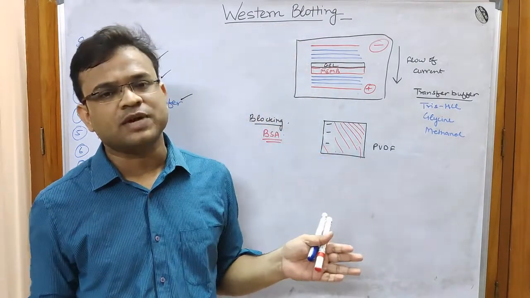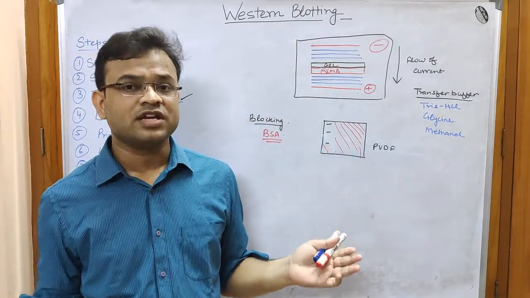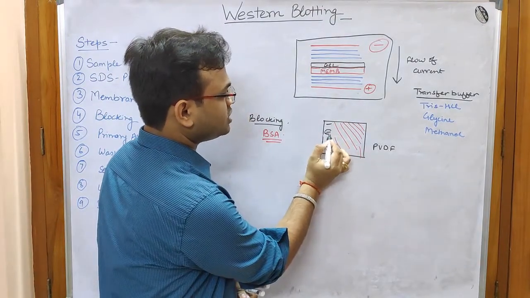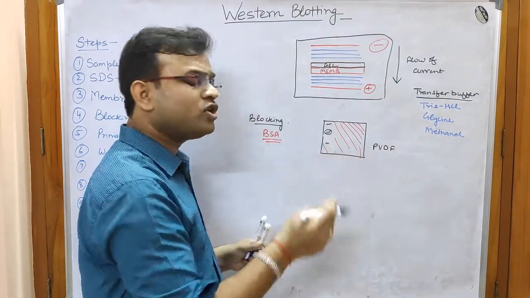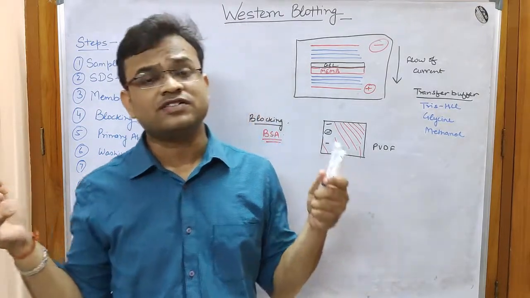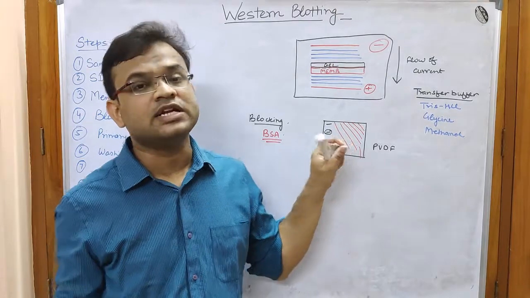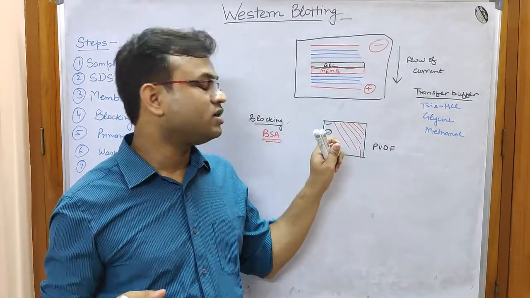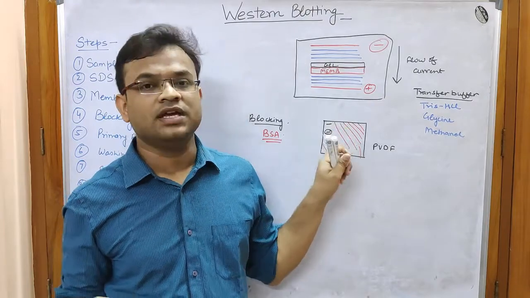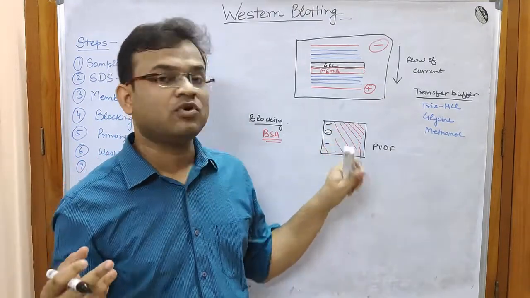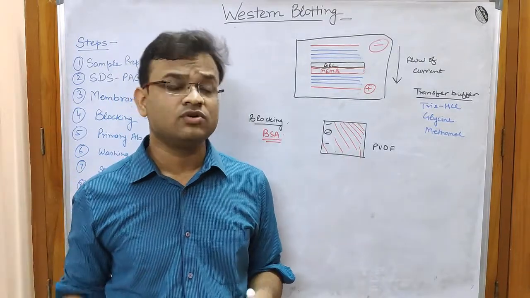Okay, so how can these primary antibodies be manufactured? If you want to identify this particular protein, this is protein B. If you want to identify whether this particular protein B is present in our sample or not, then you have to design, or you need to get, these antibodies against this protein B. Anti-B antibody, you need to get this antibody from the market, or you need to design it.